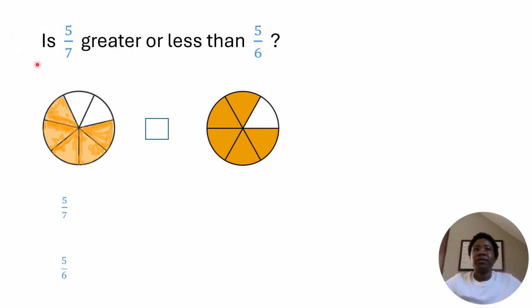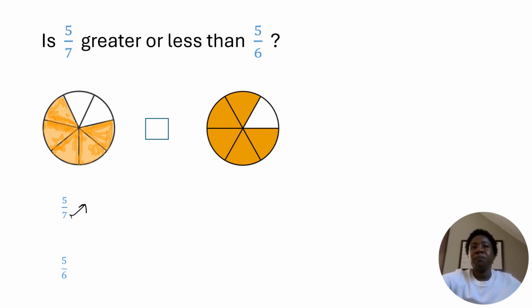Hi, we have a question and it reads, is 5/7 greater or less than 5/6? We have a visual representation of both fractions, but we're not going to use that approach to assist us. They have different denominators, so our first approach will be to establish a common denominator between both fractions so as to better make comparisons. The first fraction has a denominator of 7.